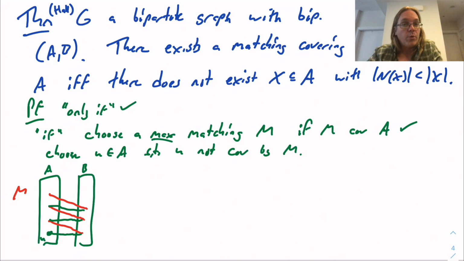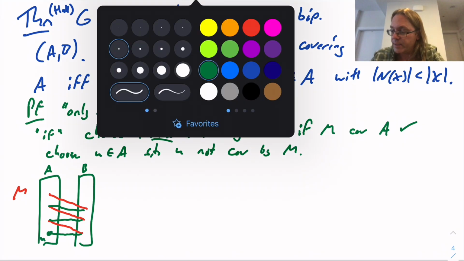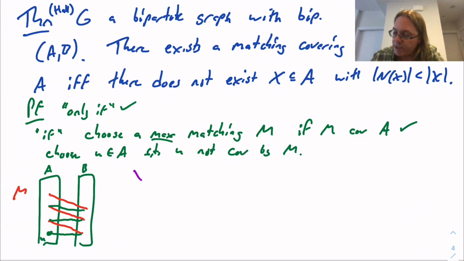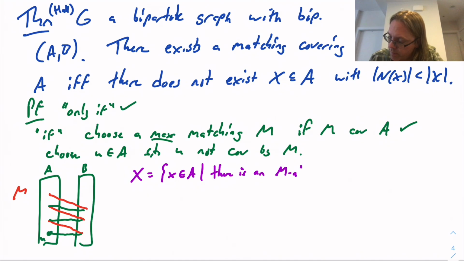Right, okay. So those are the kinds of paths I'm going to consider, and I'm going to be dividing up my world into some sets. So let's make some definitions. I'm going to define X to be the set of all vertices in A so that there's an M alternating path from U to X. And Y is going to be the same thing, but over on the B side.